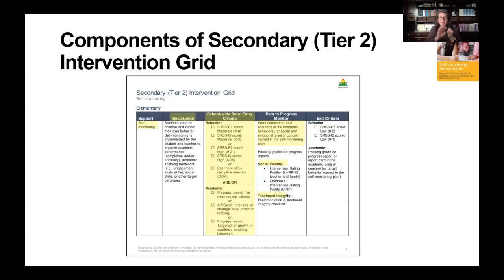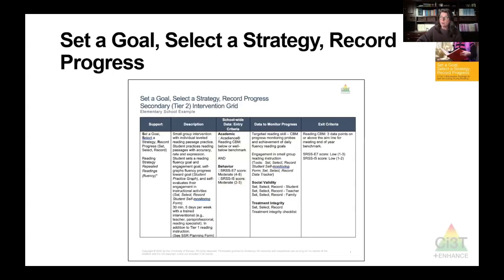I need to check with them to make sure we're on board together. I need to have a plan to make sure that it's being put in place as designed, and I need to know how it's working for kids. And lastly, I do need to have a plan for determining when I can either fade the intervention or move on to something more intensive if need be. But we don't want to leave kids for the rest of their life in tier 2 if they don't need that extra support.